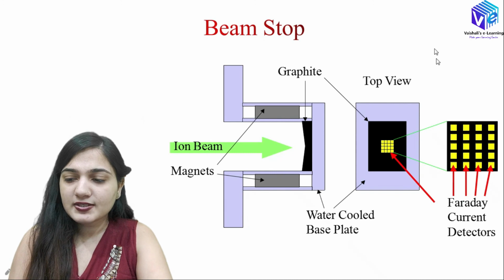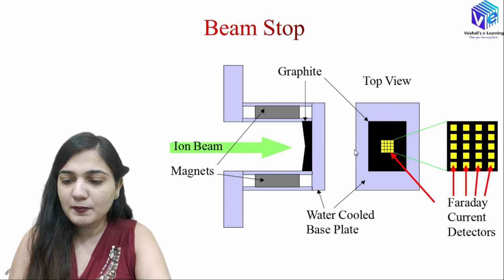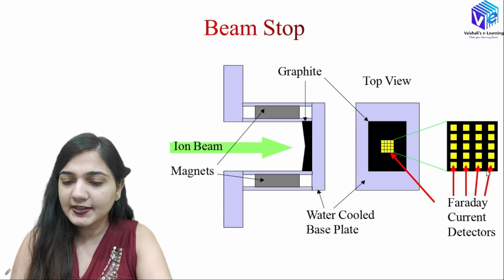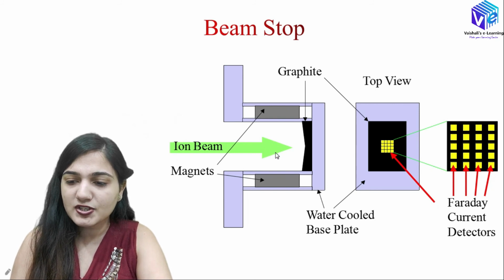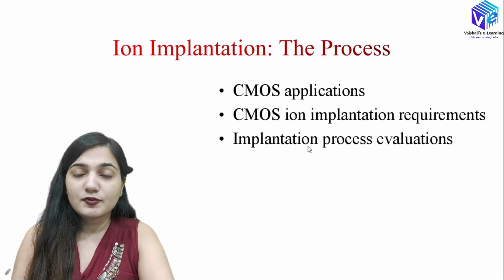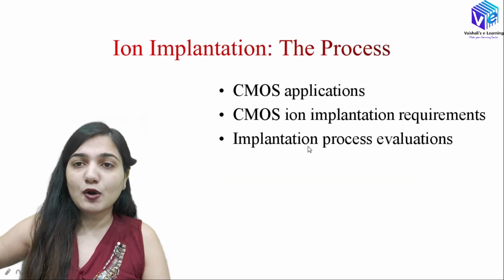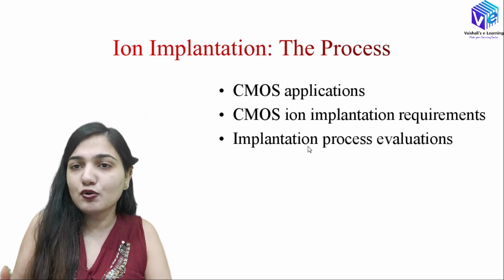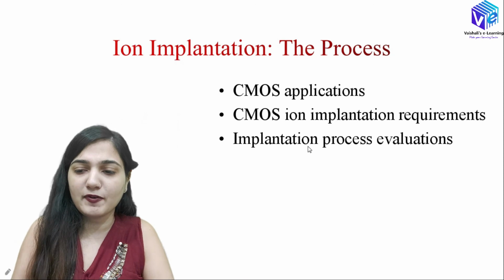So now you can see the structure of the beam stop. So this is the top view. Here you can see we have the Faraday current detector. So this is the ion beam which is coming here, and we are using the graphite, which is on a water cooled base plate here. Okay, so this is the base plate over which we have the graphite. This is the beam stop. I don't want this beam to be penetrating into the outside world, because this beam can cause damage in the outside world. So I need a beam stopper for that.